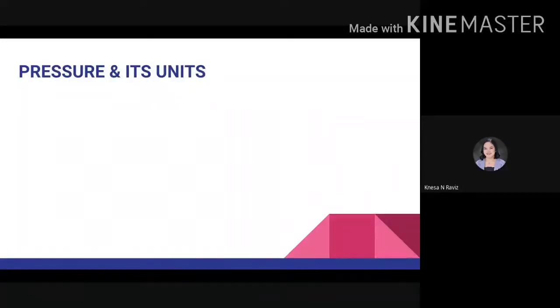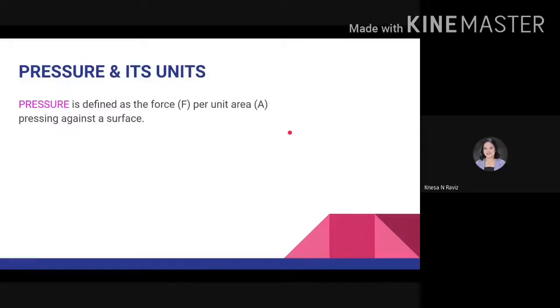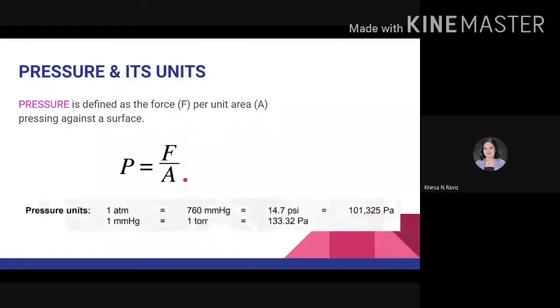Out of all the variables mentioned, the pressure perhaps is the least familiar, so let us discuss it here. Pressure is defined as the force per unit area pressing against a surface. Mathematically, it is represented as P for pressure equals F for force divided by A for area. Here are some common units for pressure.